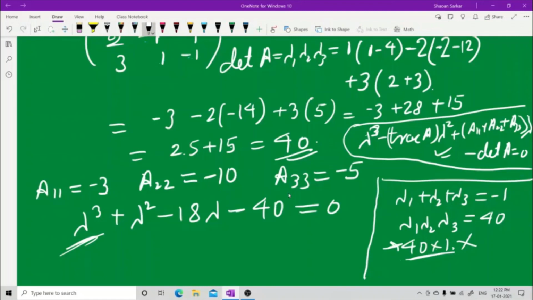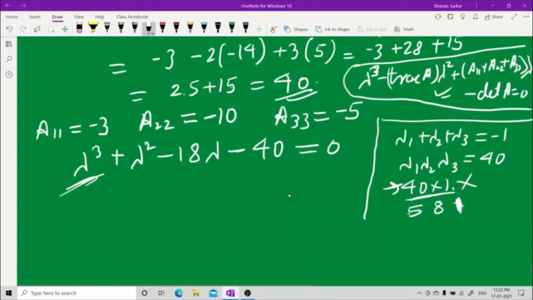So what I'll do is that 5 8s are 40, and let's take 1. Now 5 into 8 into 1 will give me 40. There is no doubt about it. But then there is a problem. This won't give me minus 1. 5 minus 8 is minus 3, and plus 1, I'll get minus 2. So this won't give me the factor. Now I'll try to check other ways.